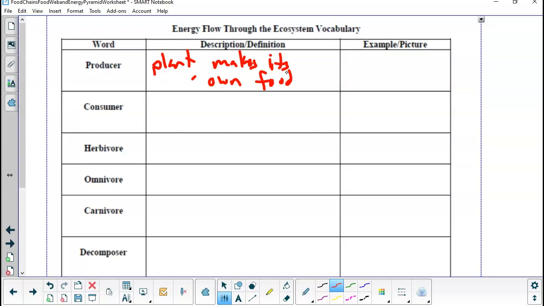Okay, so for each word, write a short definition, and then either give an example, like you can write a word, or draw a little picture to help you remember. Okay, so hopefully this will help you get started and be successful with this worksheet.